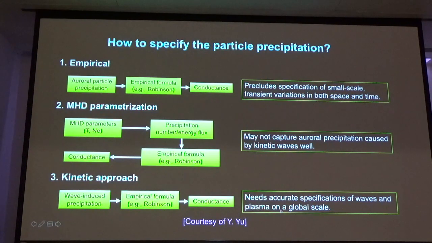So I'm not going to go into too much detail on each model, but two years ago at GEM, I gave a very nice tutorial about the conductance challenge. Okay? So in summary, the message is that specifying particle precipitation in a self-consistent and efficient manner still remains an outstanding challenge.